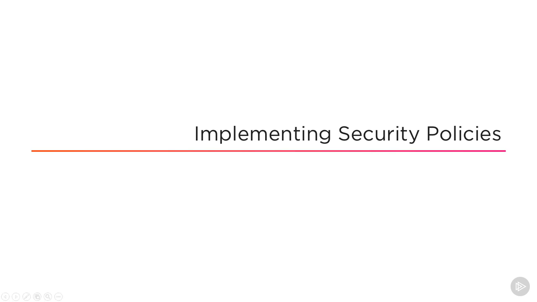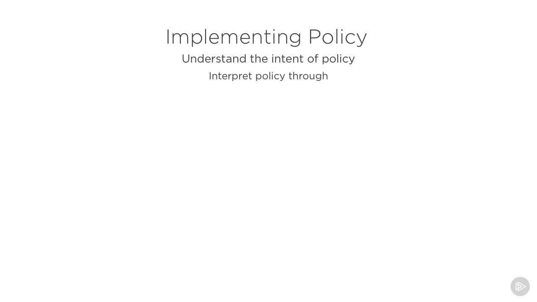In the previous chapter, we looked at security policy, but now we have to take the good words of policy and turn them into action. This is where implementing security policies is important. When we implement policy, what we're really doing is trying to implement the intent or the purpose of the policy.